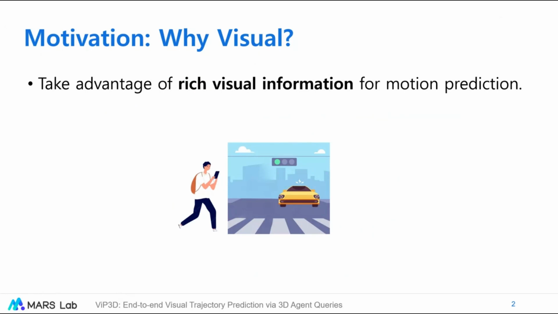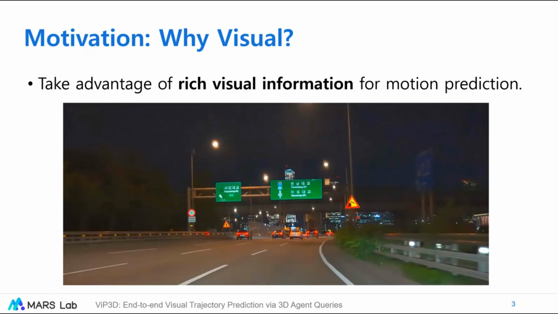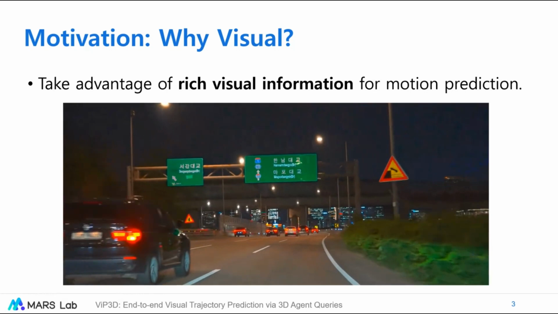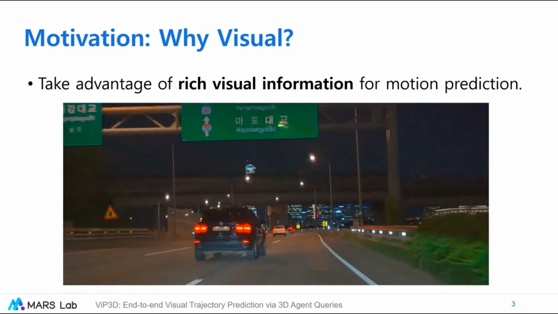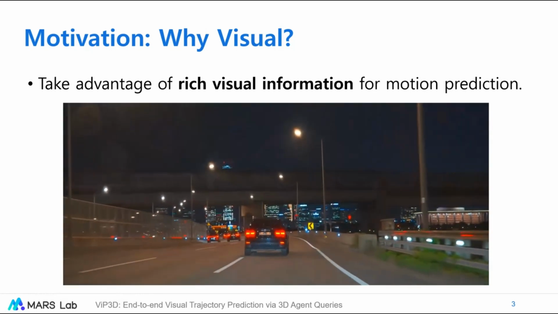First, we talk about why it's meaningful to predict future trajectories from visual data. Visual data contain rich visual information for motion prediction. For example, if a pedestrian is playing with his mobile phone while crossing the road and does not notice the incoming vehicle, then the pedestrian will keep moving forward. In addition, if the right turn signal of a vehicle is flashing, it indicates that the vehicle is going to change lanes or turn right.